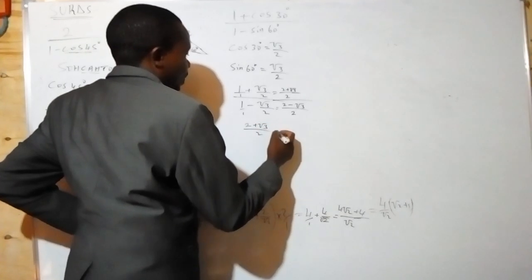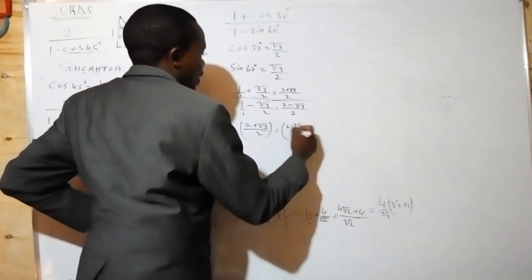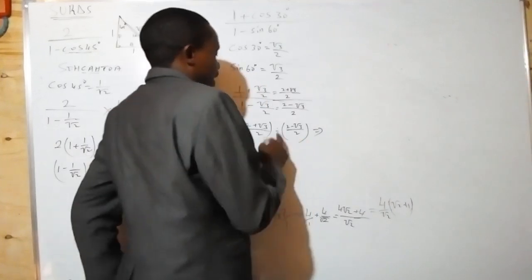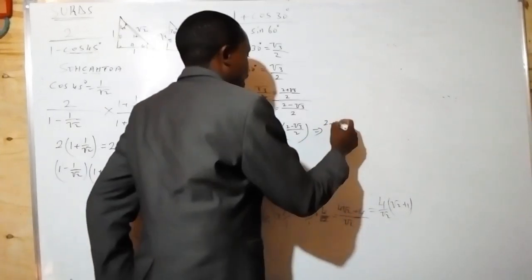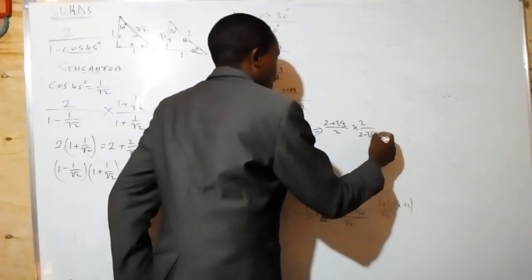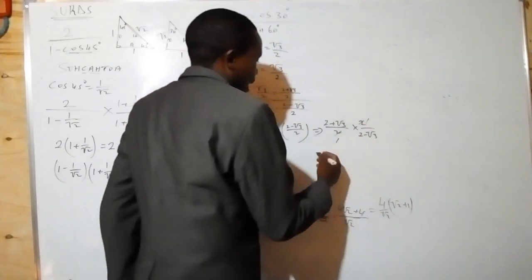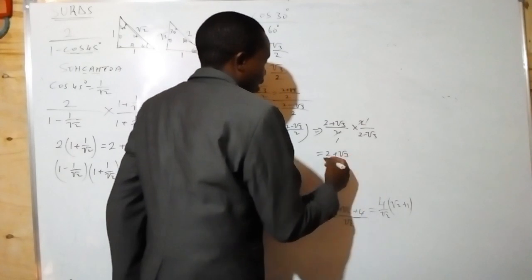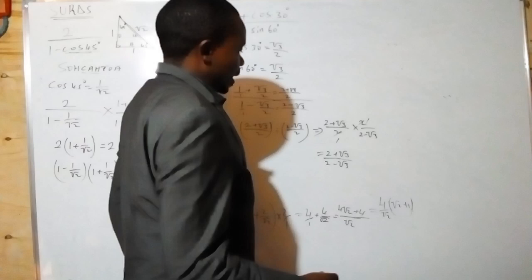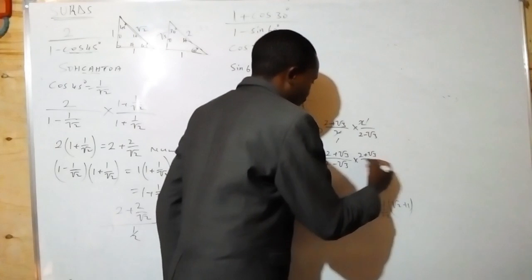You divide by, you can even use the brackets, 2 minus root 3 over 2. We reciprocate, change the sign from division to multiplication, and say 2 plus root 3 all over 2 times 2 over 2 minus root 3. 2 by 2, 1 by 1. And you are going to have 2 plus root 3 all over 2 minus root 3. You can try to conjugate and say 2 plus root 3, 2 plus root 3.